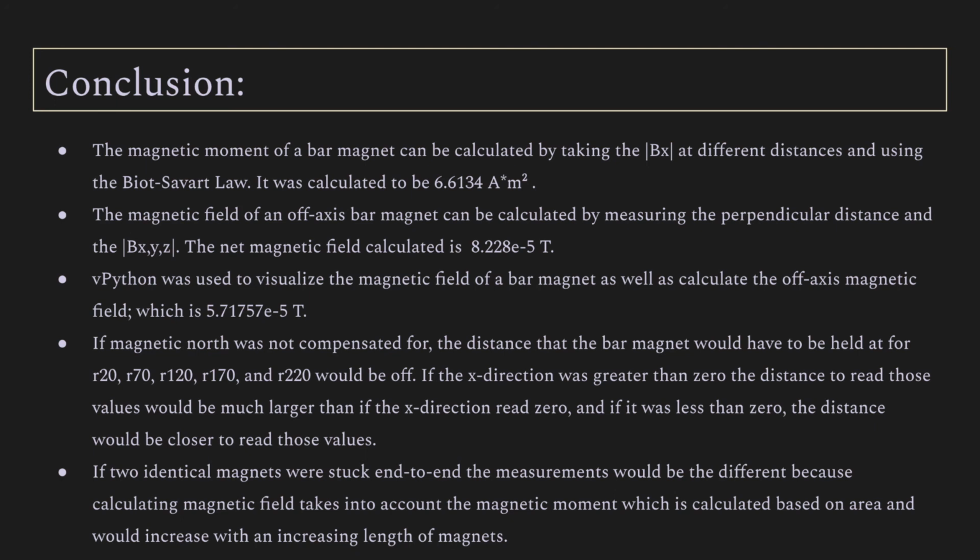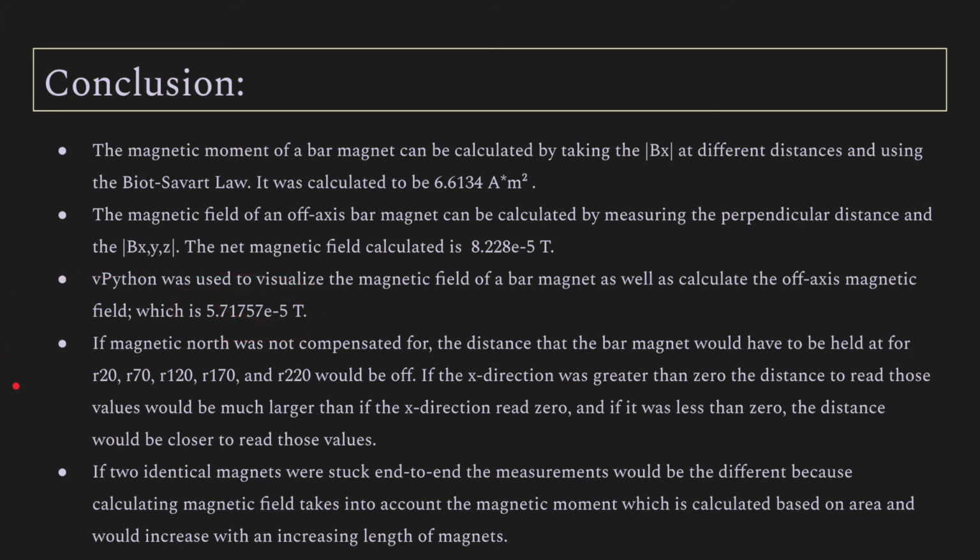VPython was used to visualize the magnetic field of a bar magnet as well as calculate the off-axis magnetic field, which is 5.71757 times 10 to the negative fifth teslas. These two values are different. There is some experimental error when I was calculating this. I did this experiment indoors. I was not able to do it outside, so there could have been some magnetic fields that were affecting this value. The value calculated in VPython is more accurate.